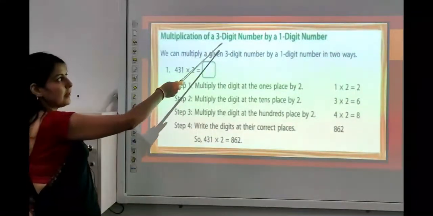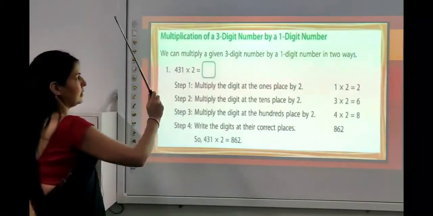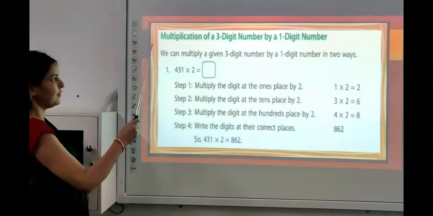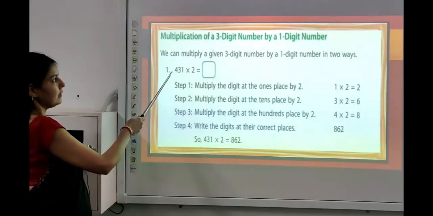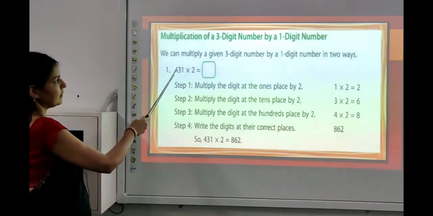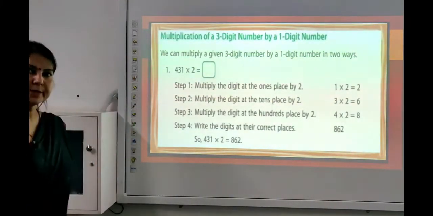Multiplication of a 3-digit number by a 1-digit number. Again, we can solve this sum by 2 methods. First, we are going to see the horizontal method. 431 multiplied by 2. We have to follow some steps again.